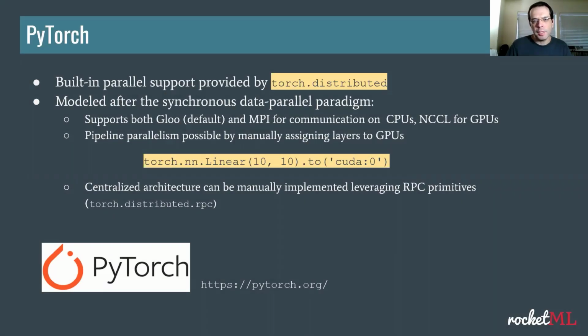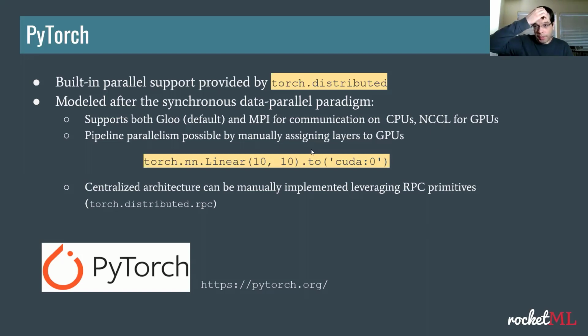So the next distributed deep learning library that we're going to take a look at is PyTorch. PyTorch is a fully self-contained deep learning tool which has its own built-in distribution facilities. It's modeled after the synchronous data parallel paradigm, and it uses by default the library Gloo for inter-CPU communication, although MPI can be used. However, Gloo is installed by default, and MPI has to be installed by the user. And for GPU communications, they use NCCL.